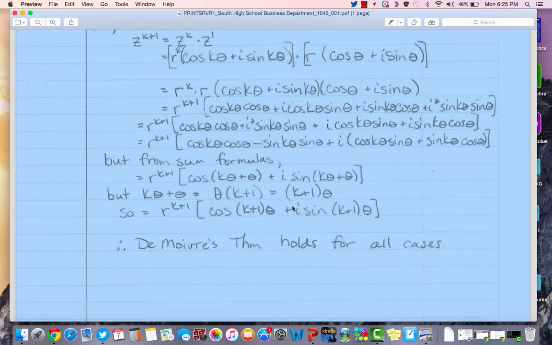So then when we make that substitution back in, we say we have r to the k plus 1 times cosine of k plus 1 theta plus i sine k plus 1 theta, which is what the theorem said it should be. Since it holds for n equals 1, n equals k, and n equals k plus 1 cases, DeMoivre's theorem holds for all cases.